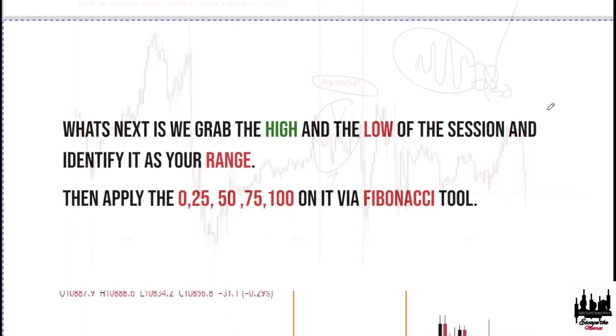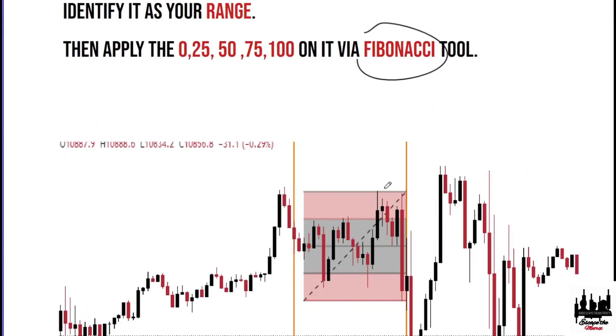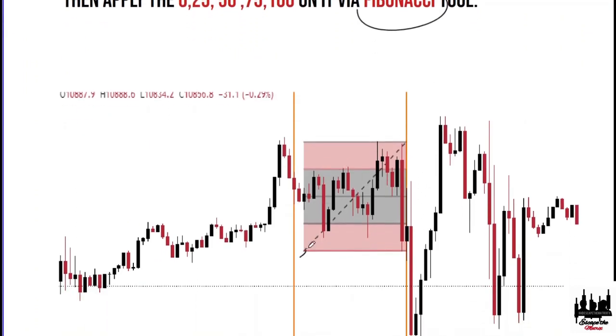After understanding what pre-market data is, what we need to do next is grab the high and the low of the pre-market to identify it as our range. Again, we need to grab the high and the low of the session to identify it as our range. Then we apply our 0, 25, 50, 75, and 100 ratios on it via the Fibonacci tool. So this would be our Fibonacci tool, and this would be our 0, 25, 50, 75, 100. And where did we apply it? On the pre-market data's high and the pre-market data's low.